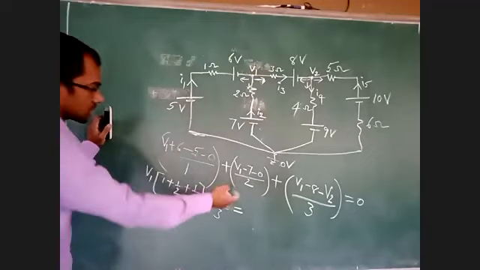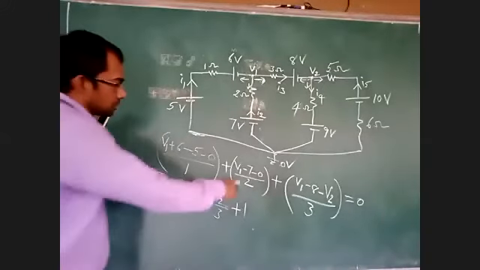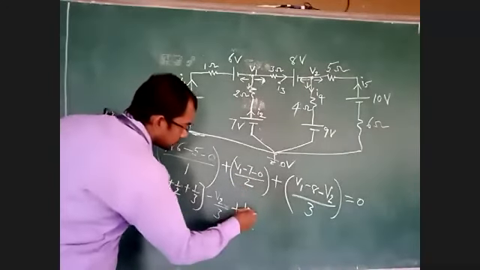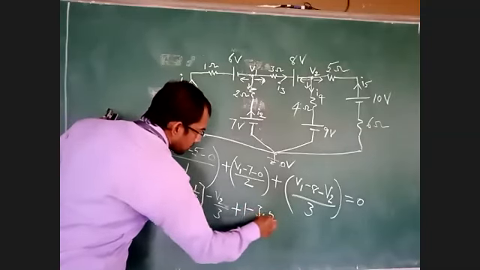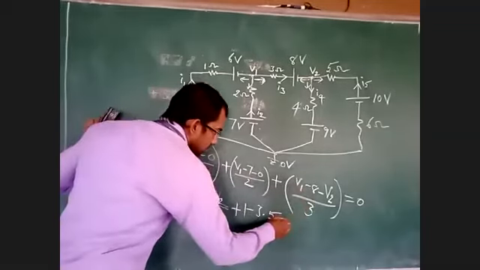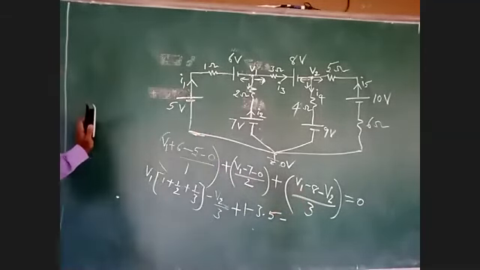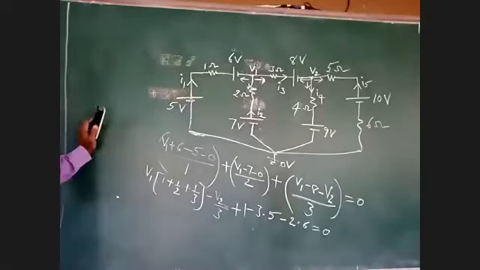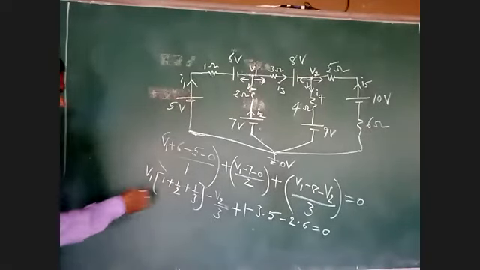If 1 comes to that side, that is 6 minus 5, plus 1. 7 by 2 is 3.5. 8 by 3, how much is 8 by 3? 2.6. Is equal to 0. You can simplify this also.